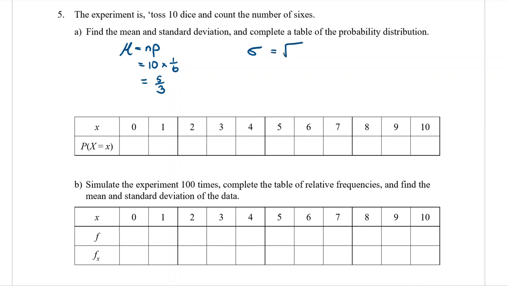The standard deviation is the square root of npq, which is the square root of 10 times 1/6 times 5/6, which is 1.18 if I round it.